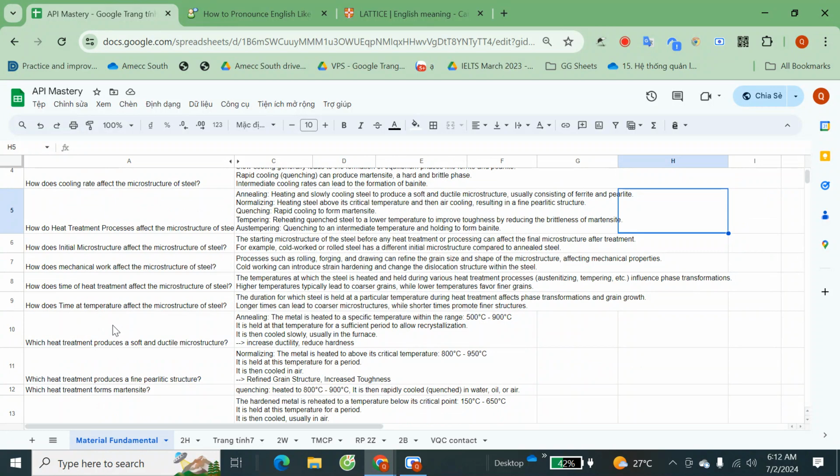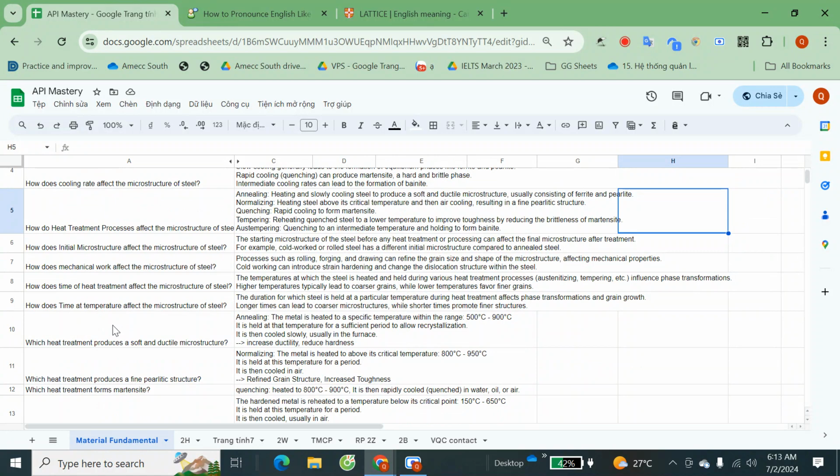The duration for which steel is held at a particular temperature during heat treatment affects phase transformations and grain growth. Longer times can lead to coarser microstructure, while shorter times promote finer structures.